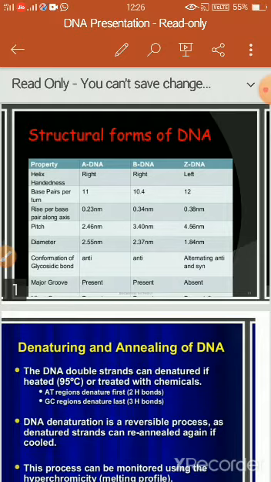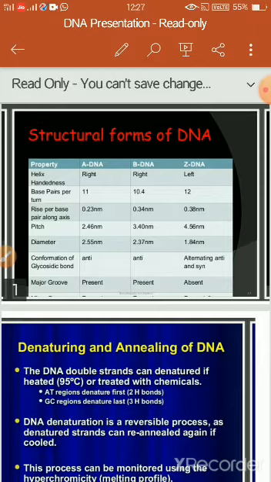What we studied in our previous video lectures was B-DNA. B-DNA was discovered by Watson and Crick. So now we are discussing on the basis of their properties. First property, that is helix handedness. A-DNA is always right-handed, B-DNA is always right-handed, only Z-DNA is left-handed.